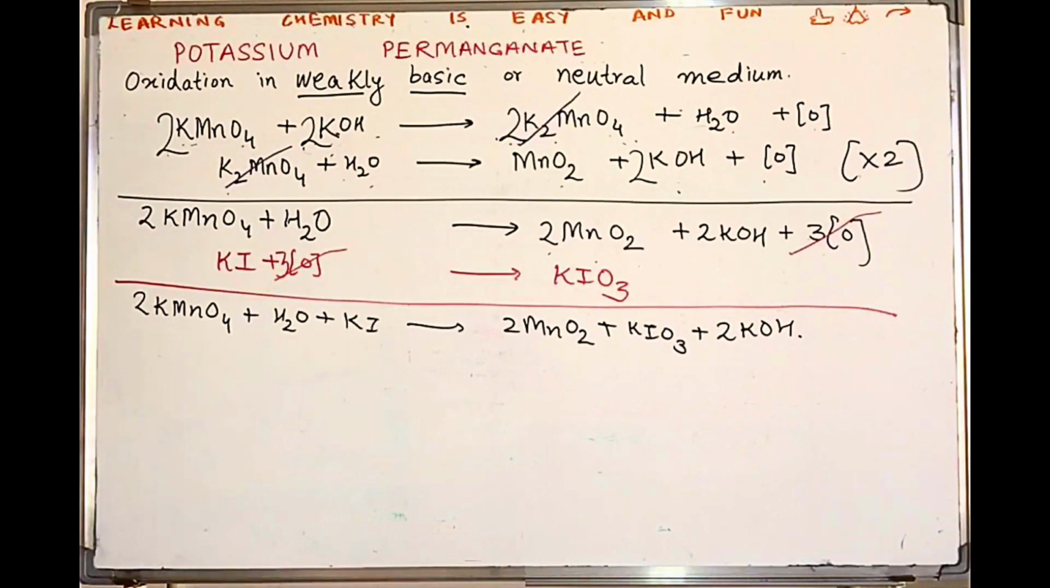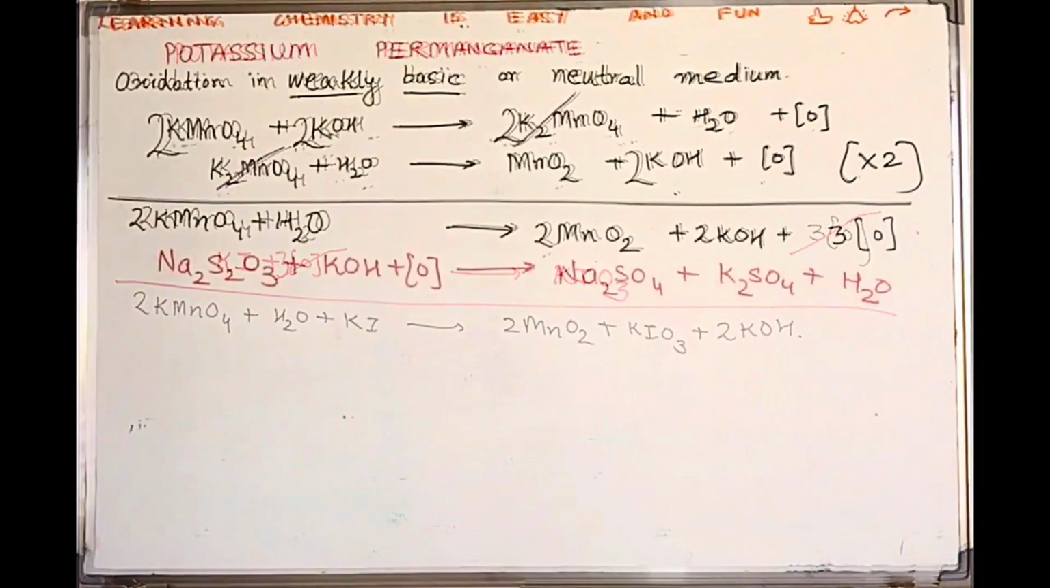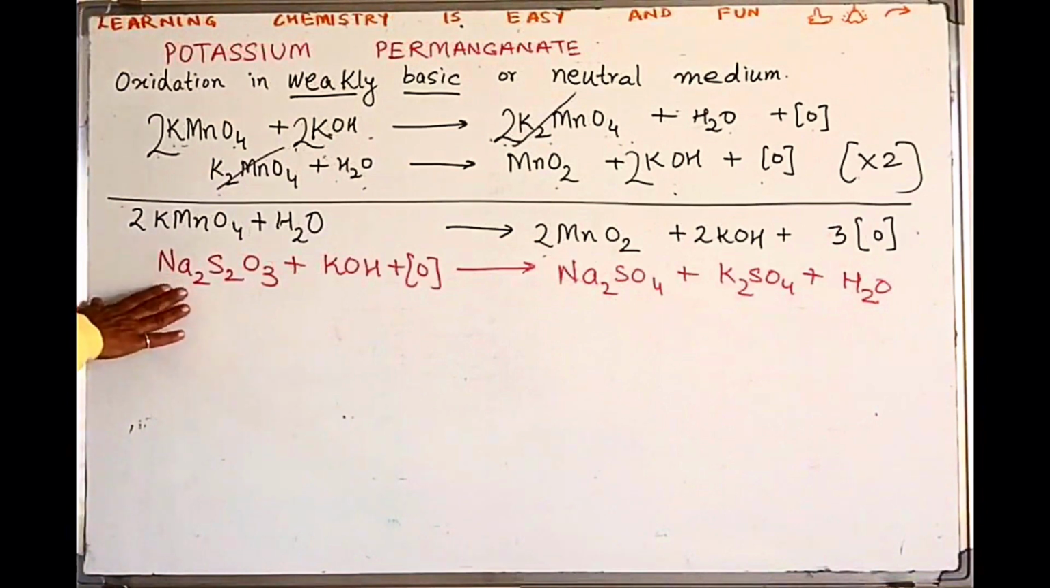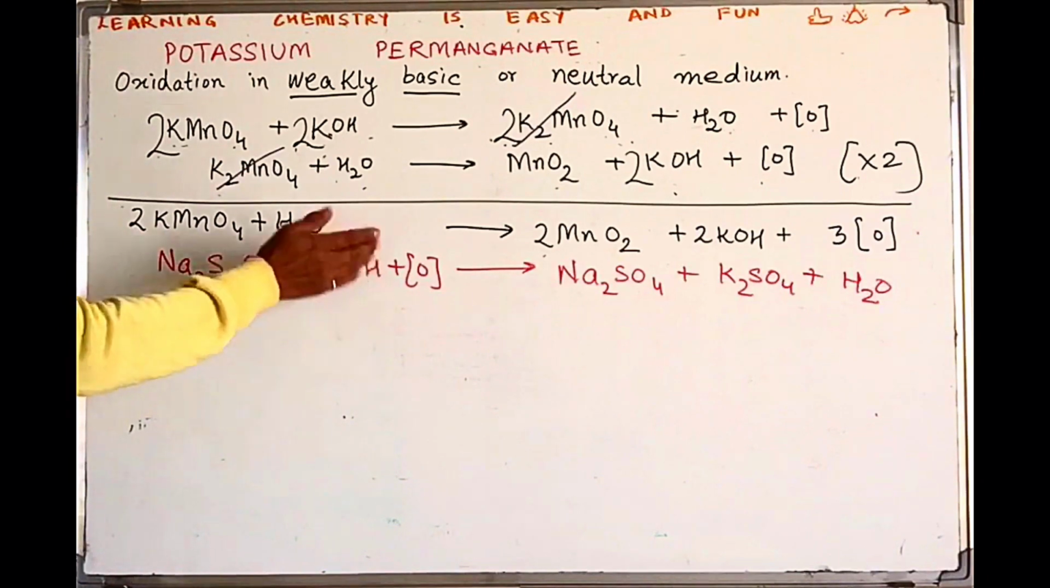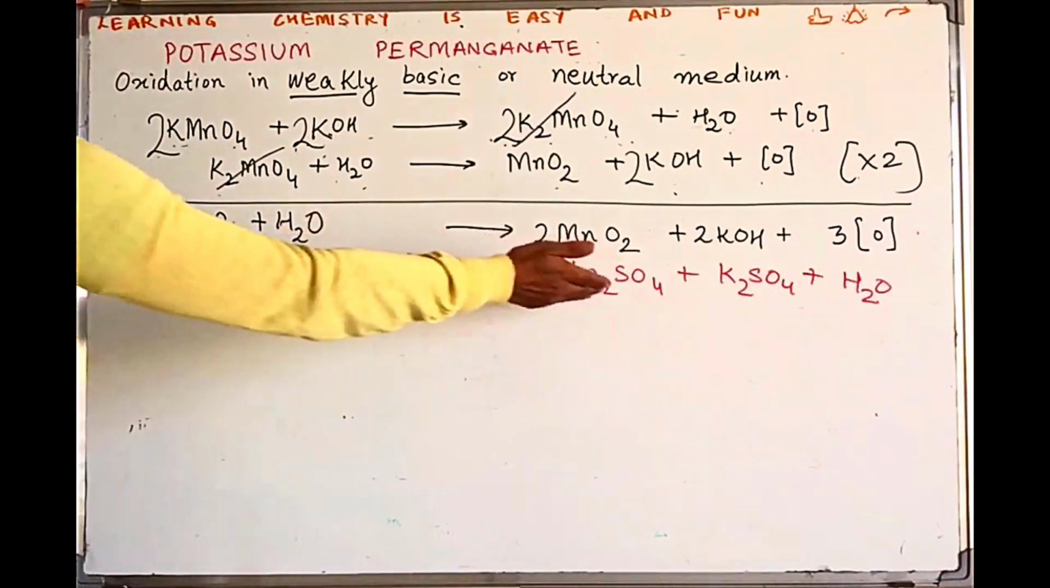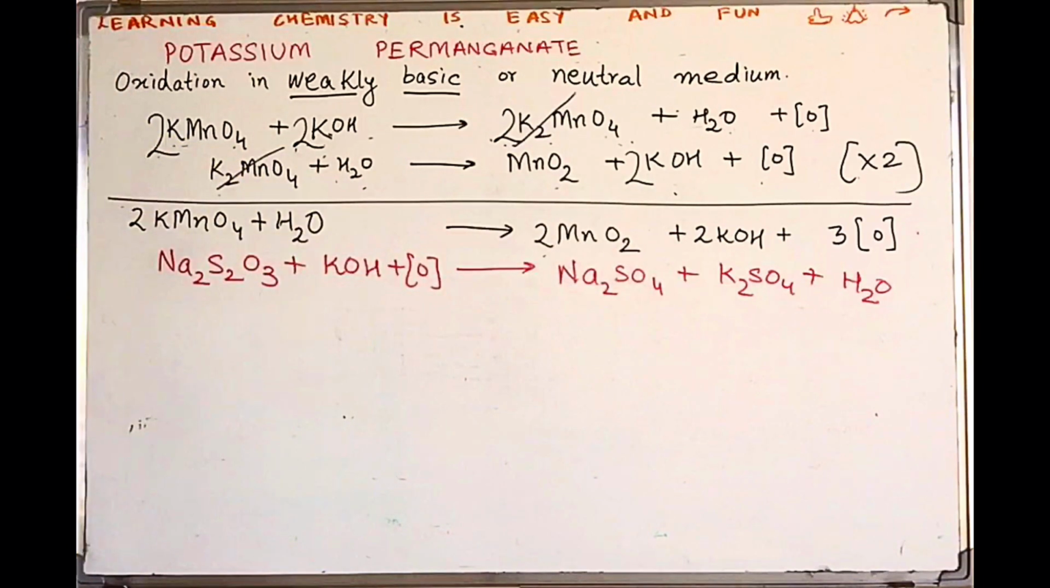Let us see one more. Which one do you want to take? Hydrogen peroxide or thiosulfate? Let's do the thiosulfate one. Have you noted this down? Should I rub it out? Sodium thiosulfate, oxidation of sodium thiosulfate with alkaline KMnO4 or neutral KMnO4. Our first equation remains the same as we have derived. Sodium thiosulfate plus KOH, it's an alkaline medium, nascent oxygen, and we'll get sodium sulfate, K2SO4 and water.